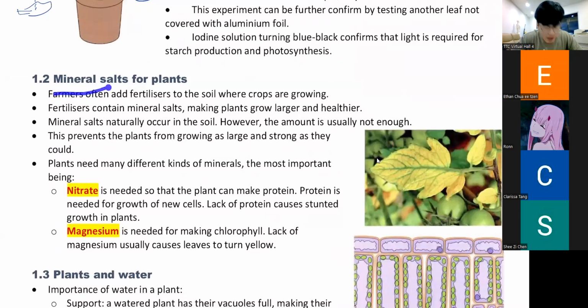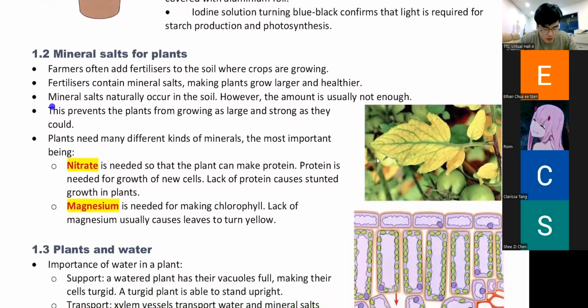So mineral salts, as you know, are the fertilizer. What is in your fertilizer? Any of your moms who do gardening, you need fertilizer for plants to grow. Inside fertilizer, you have mineral salts, and these are very important for plants to grow. Farmers often add fertilizers to the soil where crops are growing. When you have crops growing, you need to add fertilizer. Fertilizers contain mineral salts, making plants grow larger and healthier.